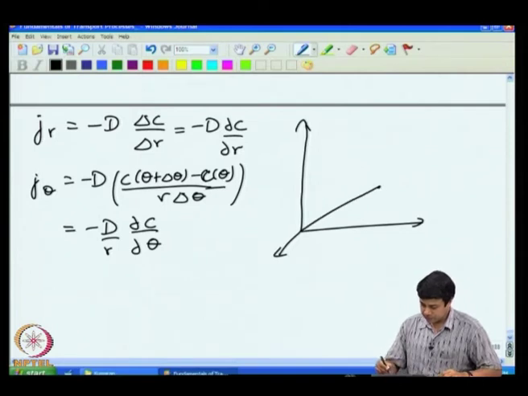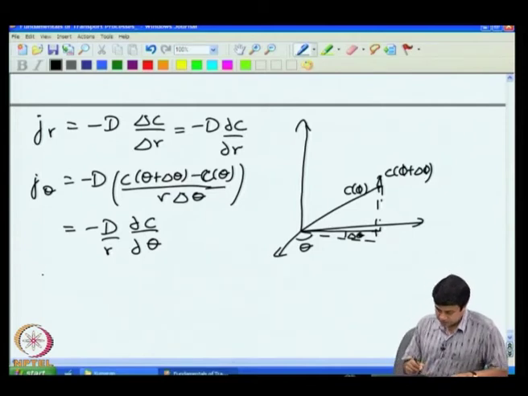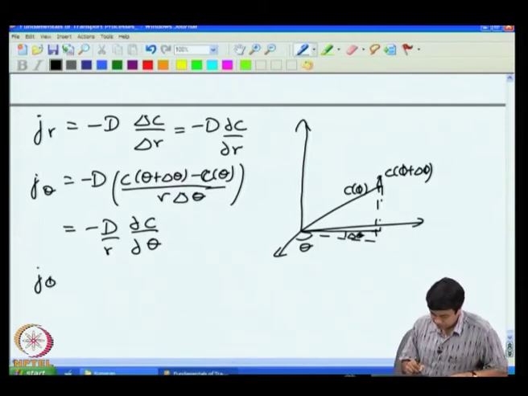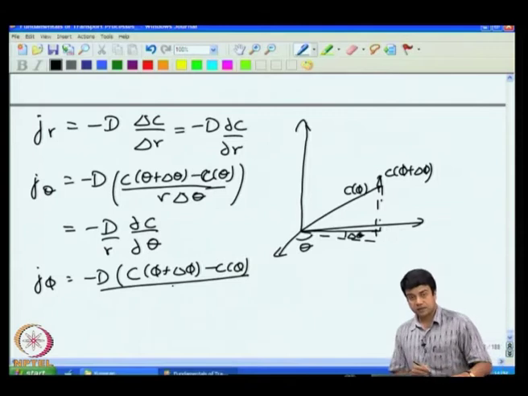Similarly, if I were at a location phi, then I go to some other location delta phi away. Okay. So, I have C at phi plus delta phi. J phi is going to be equal to minus d times C at phi plus delta phi minus C at phi by the distance travelled.